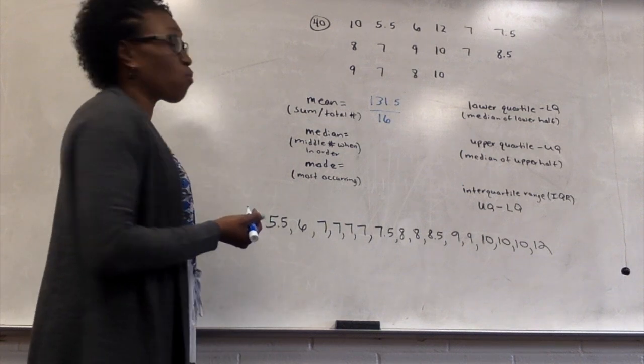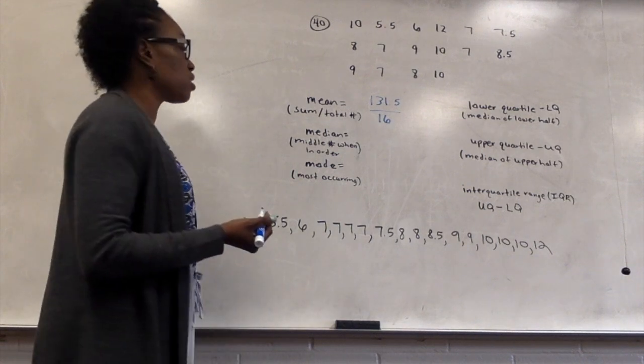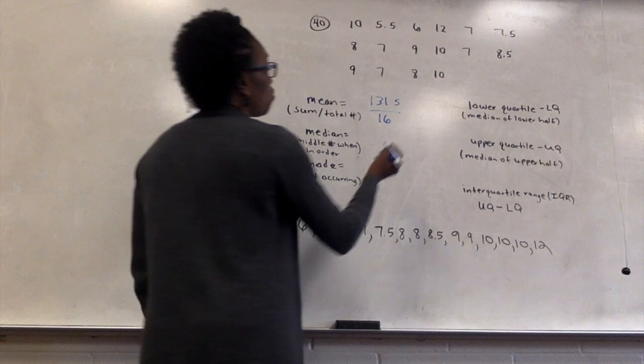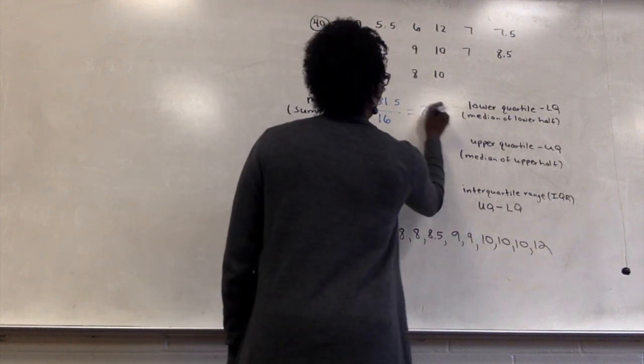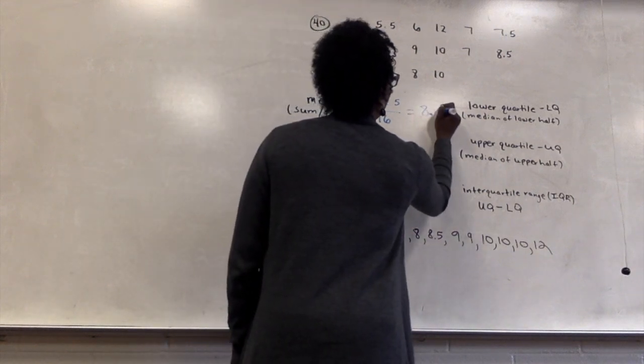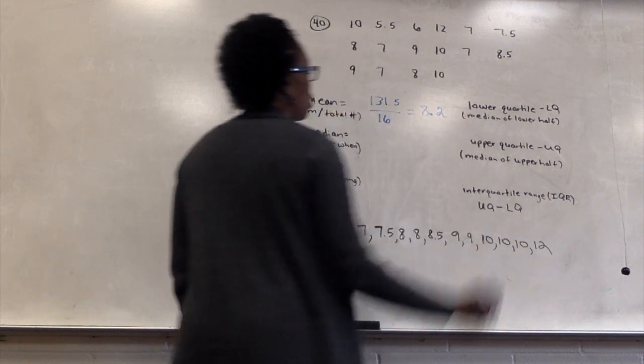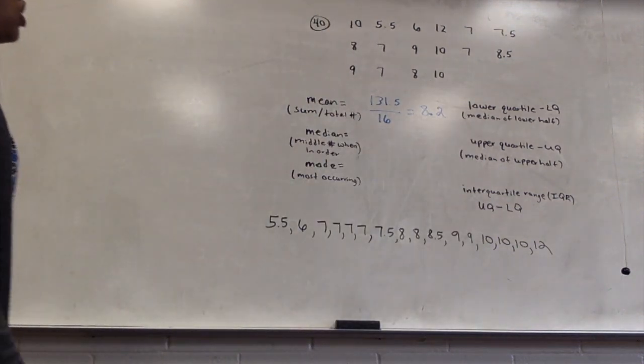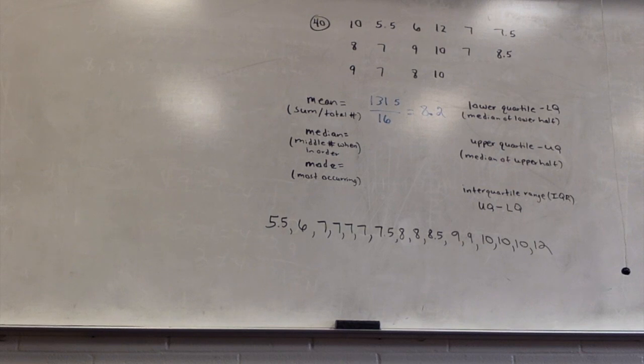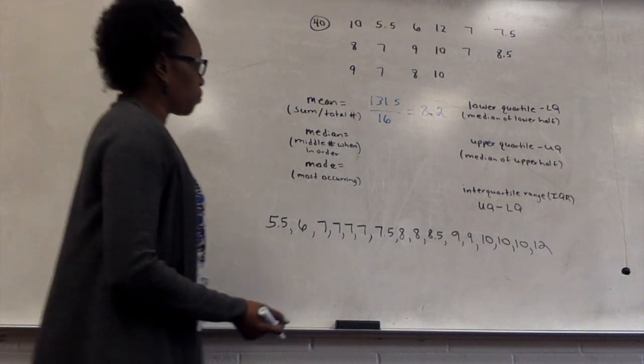So that means I'm going to round my answer to the tenth place. When I use my calculator and get my final answer, it is rounded to 8.2. So when I round that, that becomes my final answer here for the mean, 8.2.